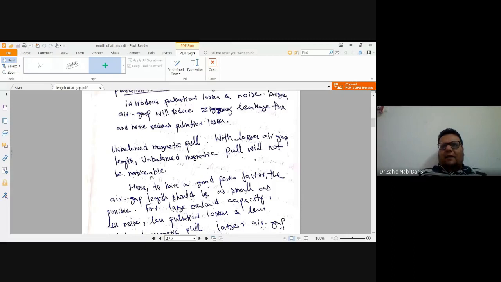For example, it used to run at 1400 rpm. Now it will run only at 200 rpm, because you have not chamfered, or you have not done proper skewing of the stator surface.